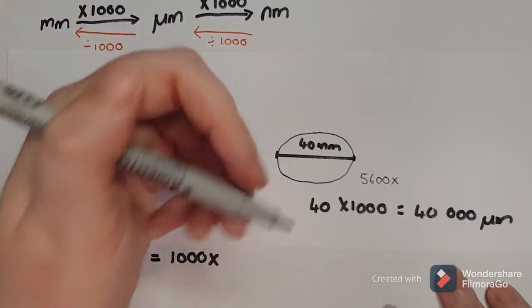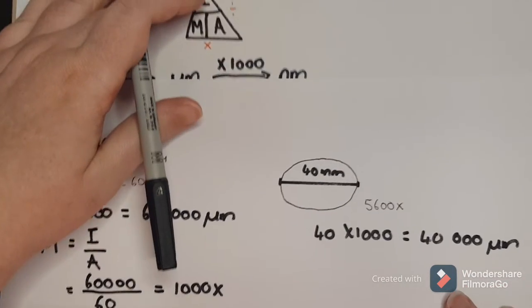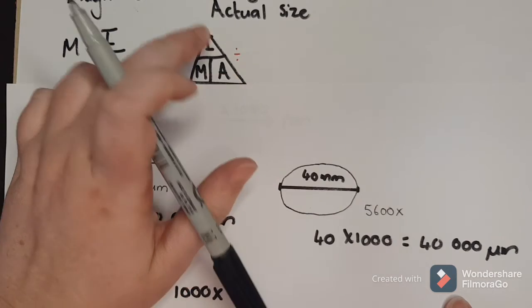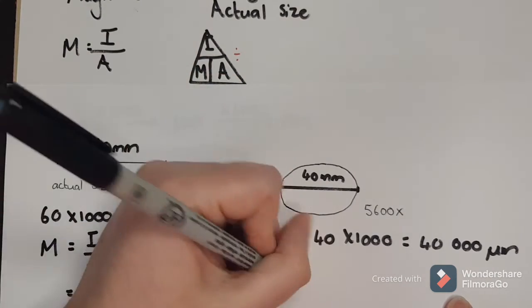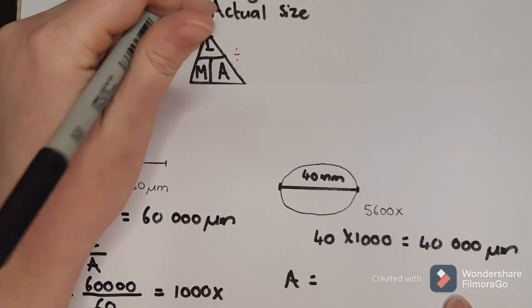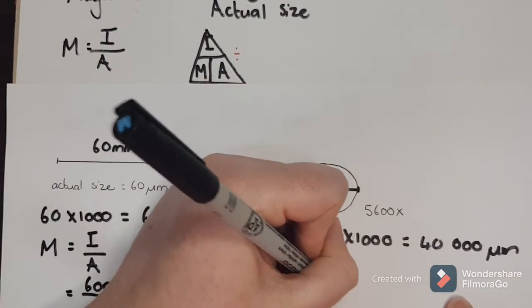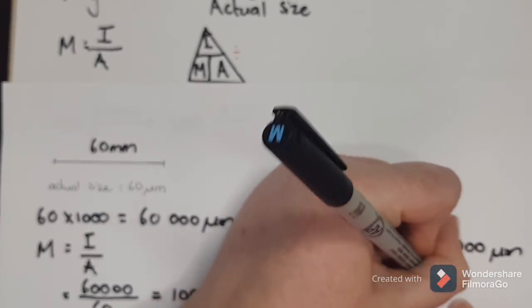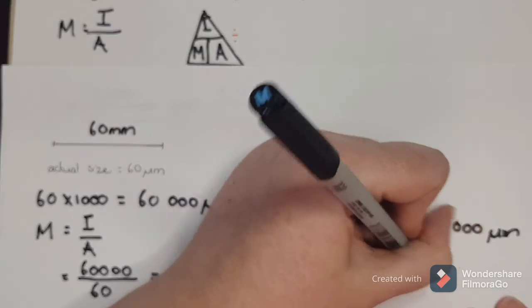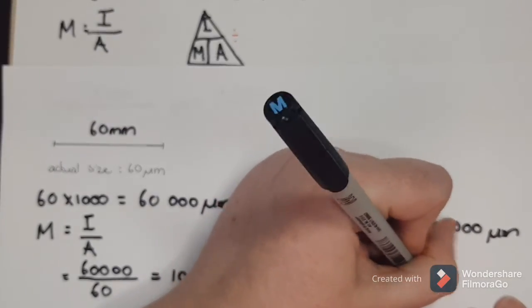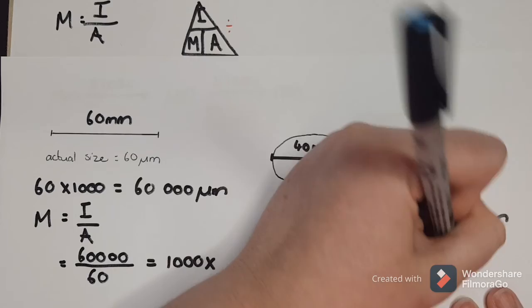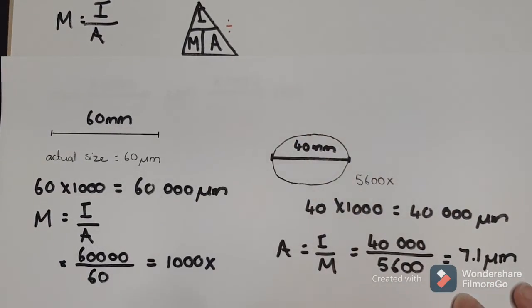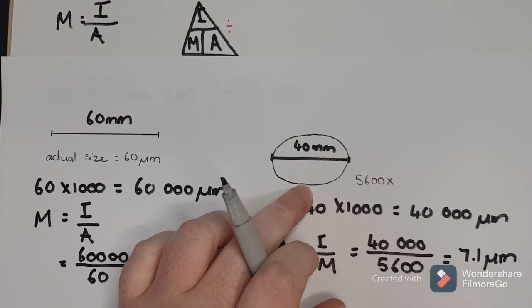micrometers. And now to use my formula, if I look at my triangle, I want the actual size because I'm given image and magnification. So A is going to equal I divided by M, which is going to equal 40,000 divided by 5,600, which gives me an answer of 7.1 micrometers for the actual size of this image. Okay.